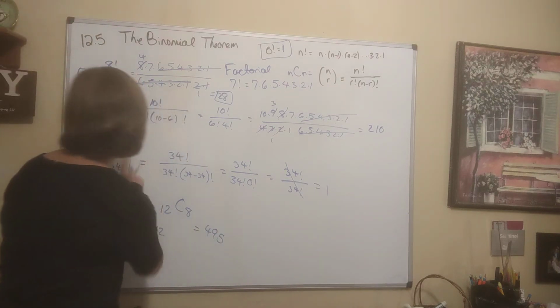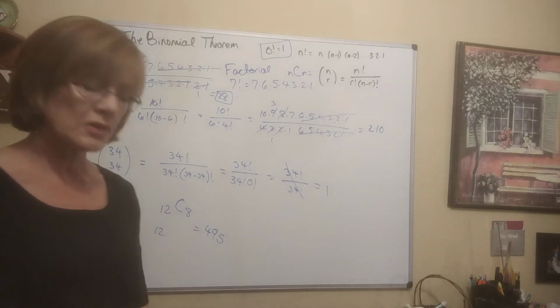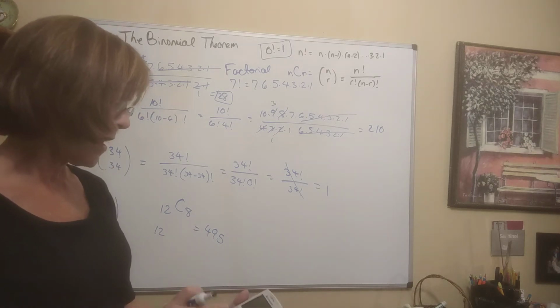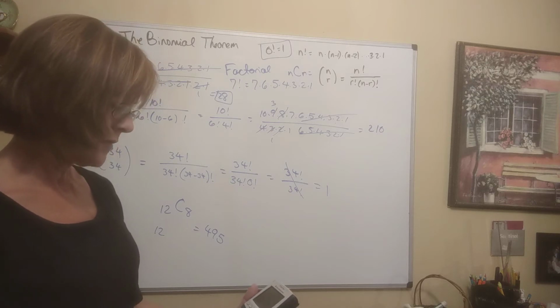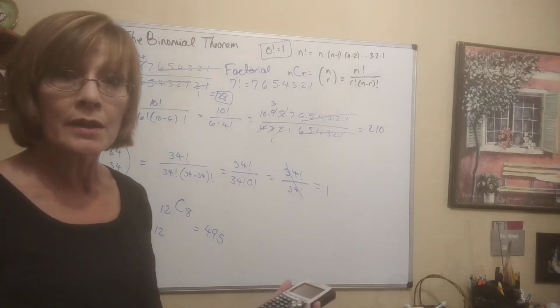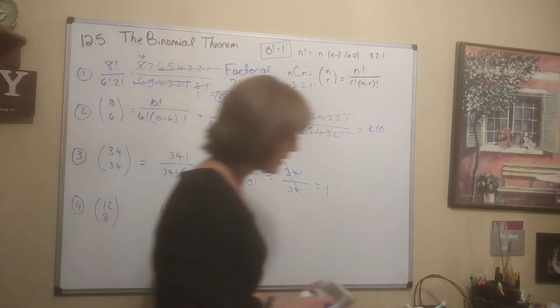If you want to check it, do 34 choose 34, and you'll see you get 1. 34, math, go all the way to probability, hit 3, 34, and you're going to get a 1. Okay, so that's how you can use your calculator.